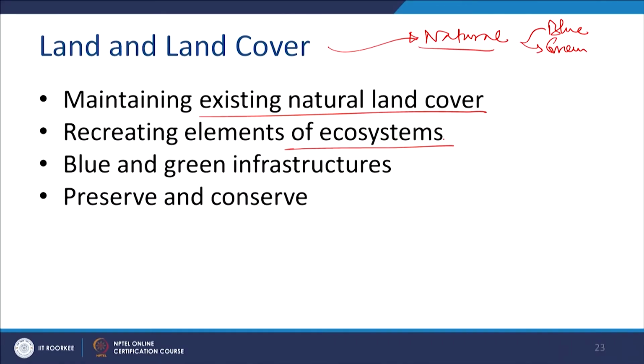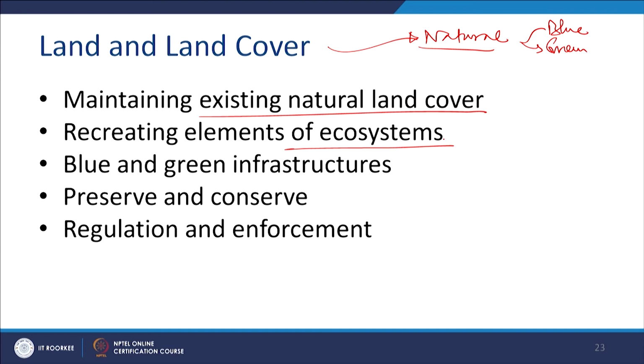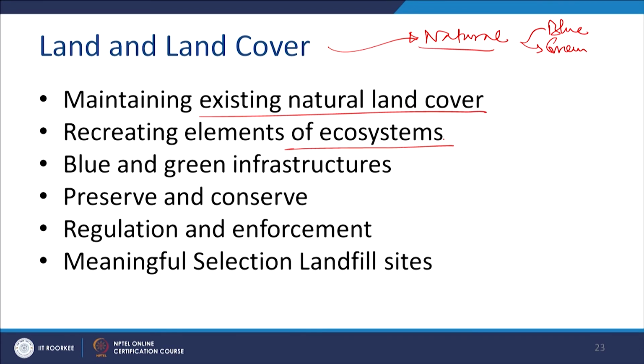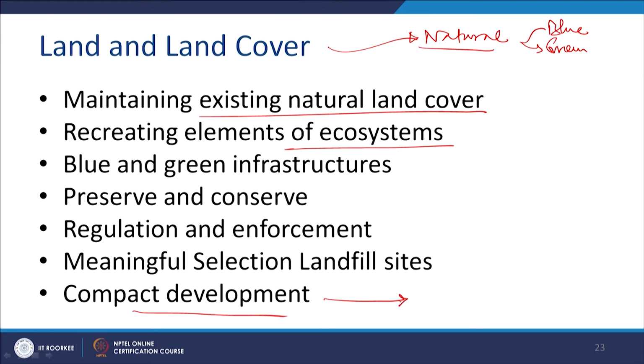Blue and green infrastructure I have told. Then preserve and conserve the infrastructure, regulation and enforcement, and meaningful selection of landfill site. Whenever there are landfill sites, meaningful selection needs to be there, and compact development to achieve the economy of land value. Land is a very scarce element, so that is what is required. So, wherever you develop, it should be a compact development, and the remaining area should be left as green and blue and whatever is natural and created green areas.